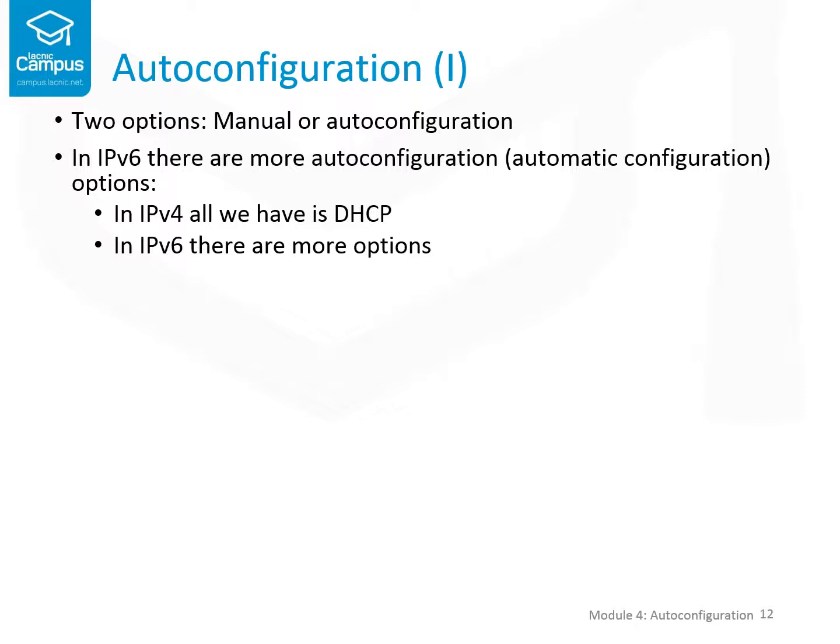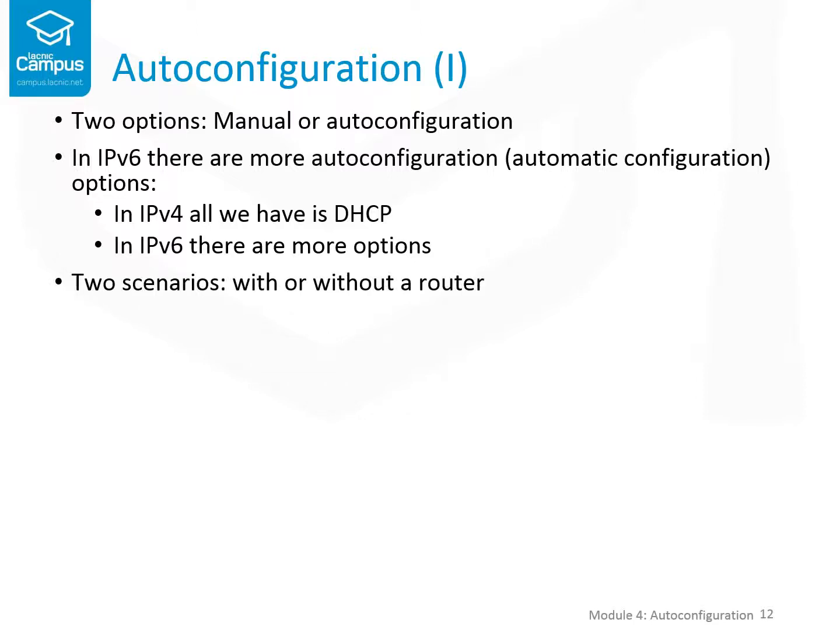Auto-configuration. There are two options for configuring a host's network parameters: manual or auto-configuration. Auto-configuration is the process whereby network parameters are configured automatically. In IPv4, the only auto-configuration option was DHCP. Instead, IPv6 allows more options, which we'll now describe.